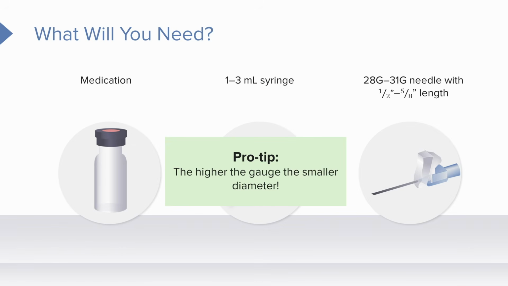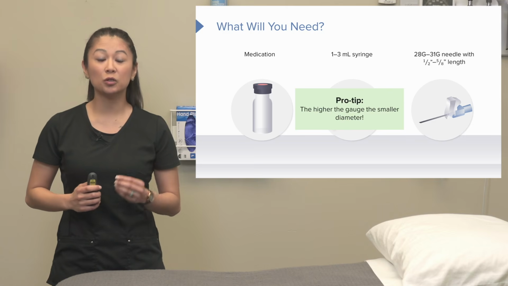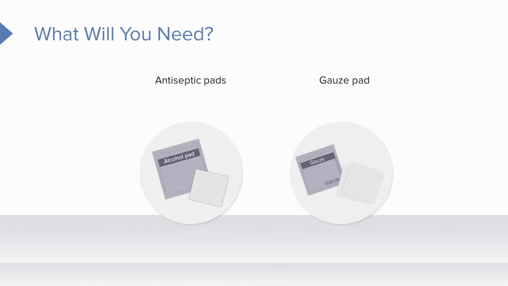Now a tip, just remember, we're talking about gauges here, and the higher the number, the higher the gauge, the smaller the diameter of the needle. And again, as you see here, it's a pretty high number for the gauge, so it's a pretty small diameter for this injection. Of course, we're also going to need our antiseptic pads for cleaning. You may need a gauze pad if the patient bleeds a bit, just to compress that area.